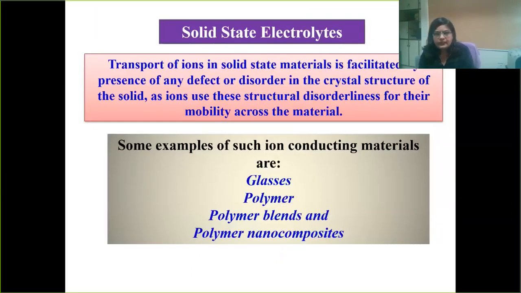Now I come to my research, that is solid state. I have worked on solid state electrolytes. Transport of ions in solid state materials is facilitated by the presence of defects or disorder in the crystal structure of the solid, so that the ions can use this disorderliness for their mobility, for their movement through the material. Some examples of ionic conducting materials people have used are glasses, polymer blends, and polymer nanocomposites. I have worked on polymer blends and polymer nanocomposites.